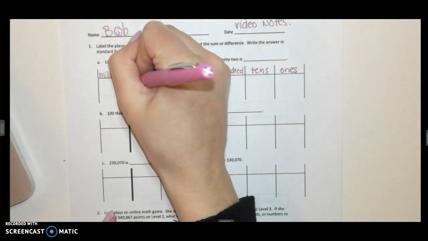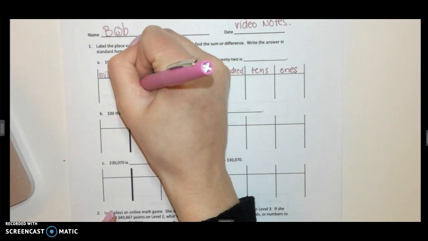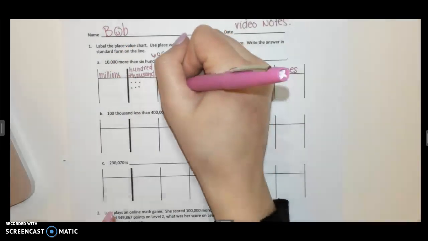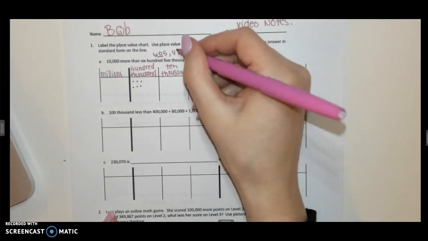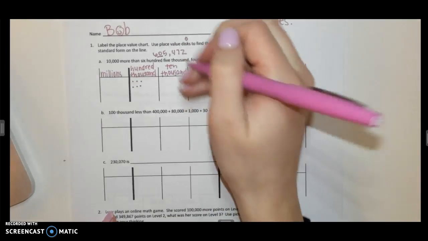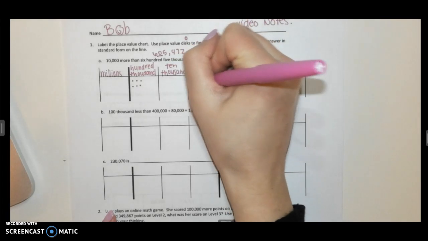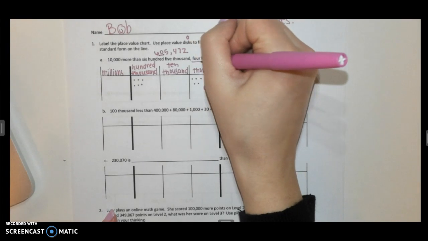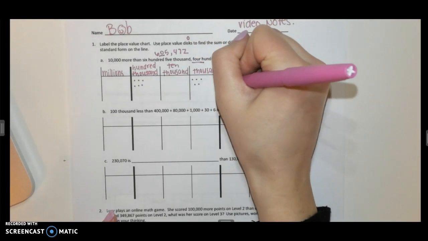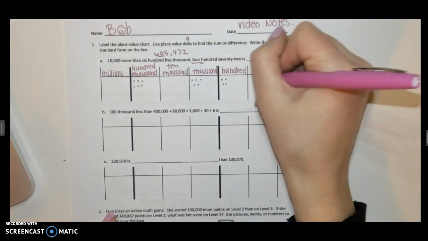Okay, so I don't have any millions, but I have 600,000. So I'm going to put 6 little dots. Here, I don't have any in my ten thousands place right here, so I'm just going to skip that one. In my thousands place, I have 5,000, so I'll do 5 little dots. And then I have 400, so I'll do 1, 2, 3, and 4. And then I have 72.